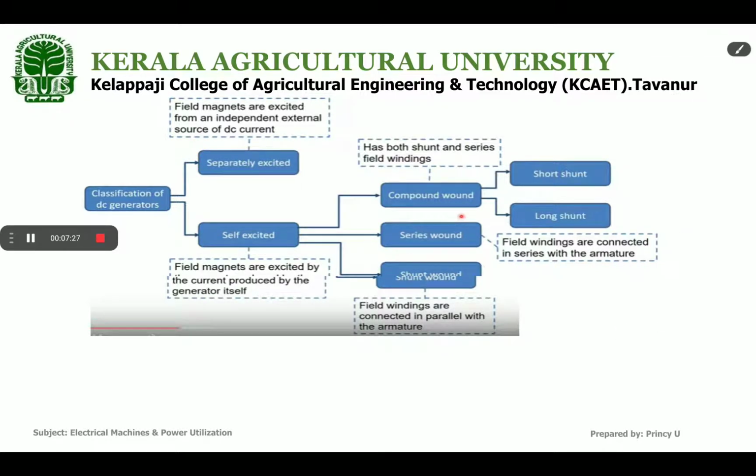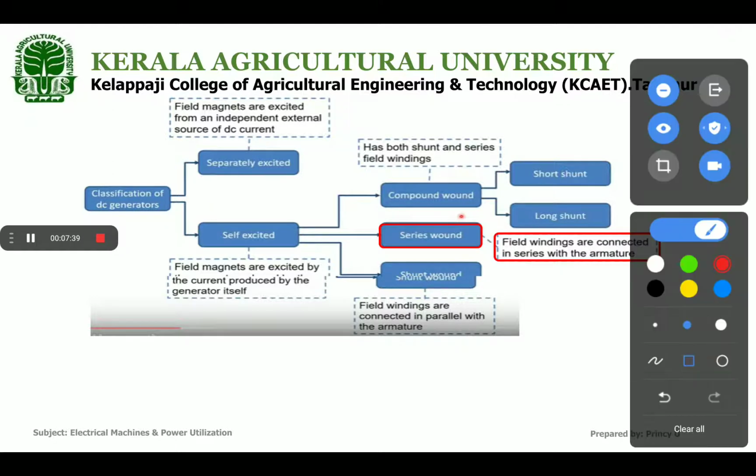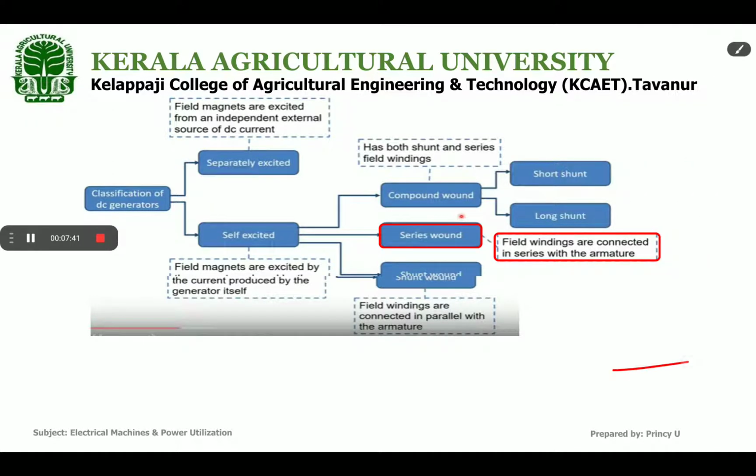Now first we are going to study about series wound generator. In series wound generator, field windings are connected in series with the armature. That means the field winding is represented like this and the armature is connected in series with that.